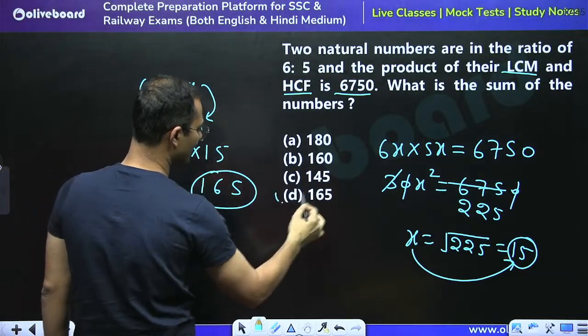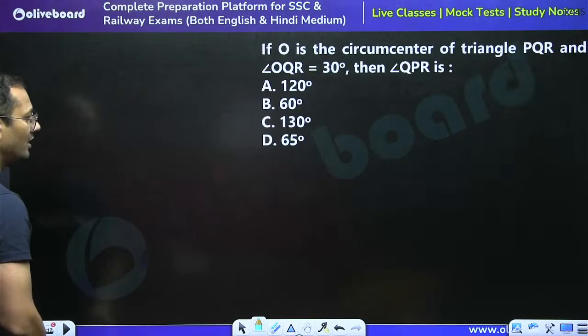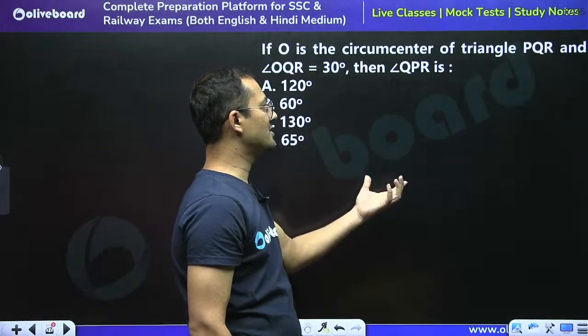So 165 is the right answer. D part is the right answer. D, Daredevil, is the right answer. So moving forward, tell me what is the answer for this question.